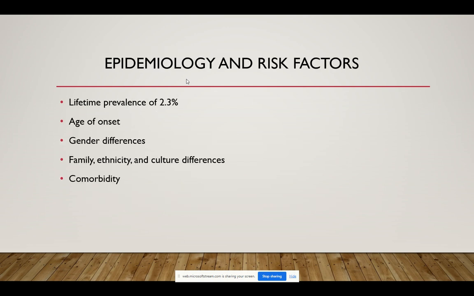Lifetime prevalence is 2.3%. So that's kind of in the middle of what we were talking about. I think we said for bipolar 1 to 4%. So 2.3. We already talked about the age of onset. For ethnic groups, there's no major differences. However, like with any other cultural issues, we need to just be aware of how their culture accepts it and how they deal with it.